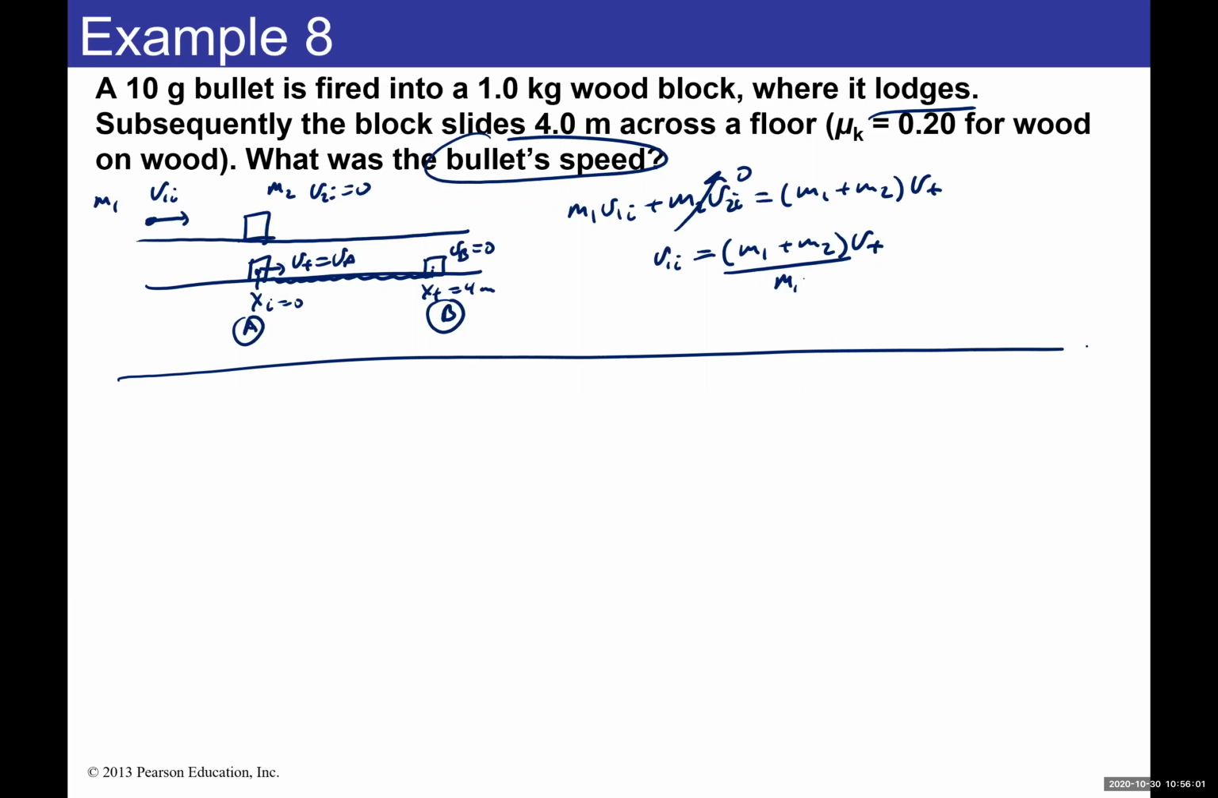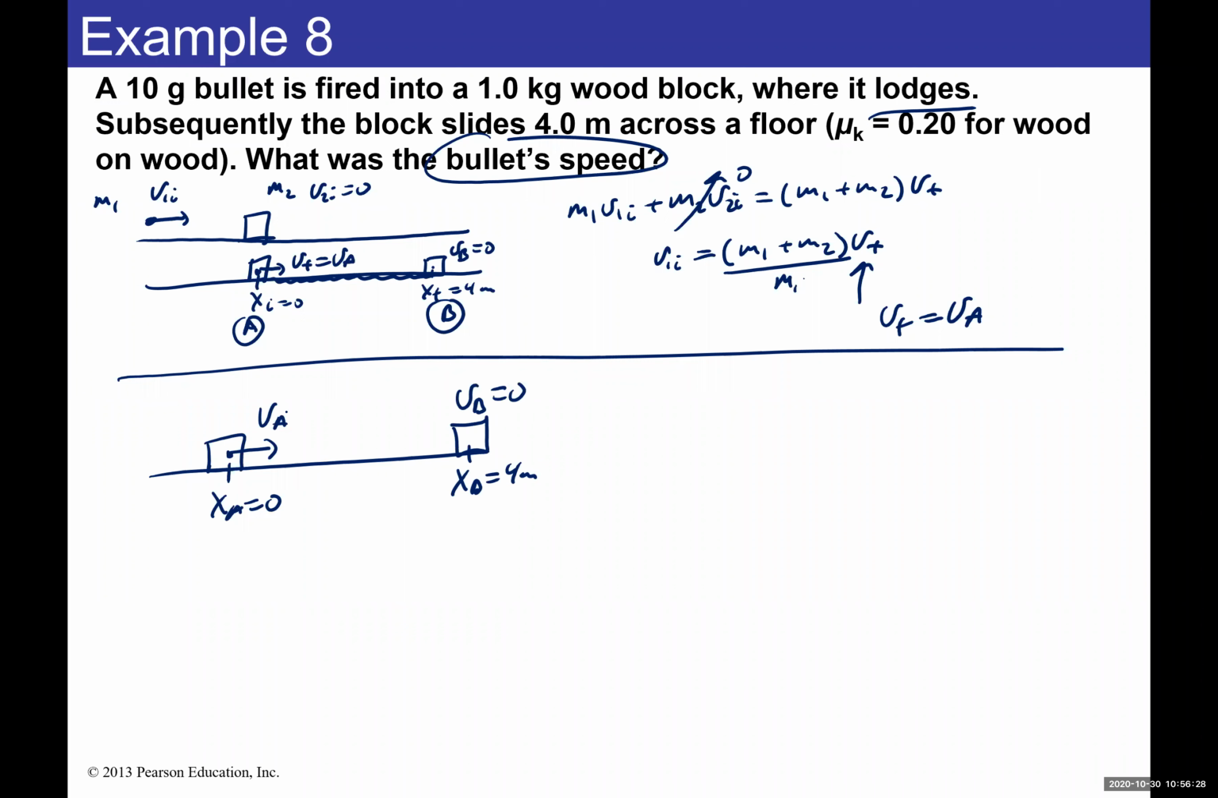My goal will be to solve for v at A, because here's what I have. I have the block and the bullet together, lodged, with some velocity at A, where xA equals 0. They move to point B, which is 4 meters away, and they just stop. Vb equals 0. So can we find the velocity at A? Well, obviously we can, because we learned how to do that.